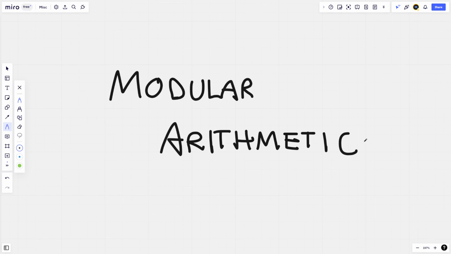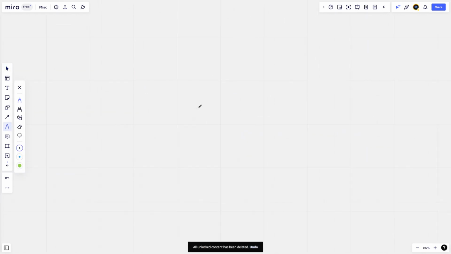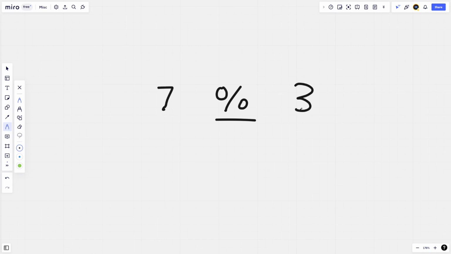So in most languages, the mod operator is represented by the percent sign. So you might already be familiar with how this works. 7 mod 3 is equal to 1. And what exactly does that mean? Well, it means that when you take 7 and divide it by 3, you get a remainder of 1. So in other words, 7 is 1 greater than a multiple of 3. Now that's what the operator does in most languages.